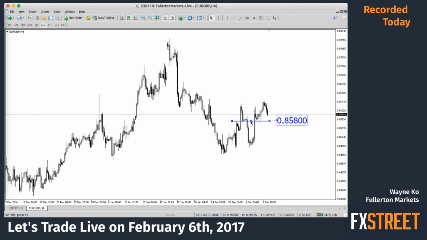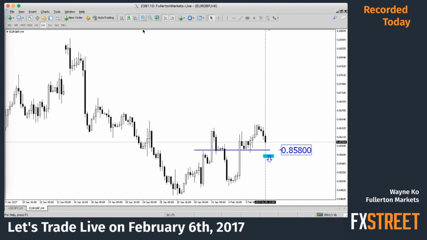So the area is around 0.8580. So this is to me the decision area. If the price closes below it into the blue box, possible to consider to go short. Okay, I'll zoom in. This is how the chart looks like. And my suggestion, if the price closes below 0.8580, possible to go short.